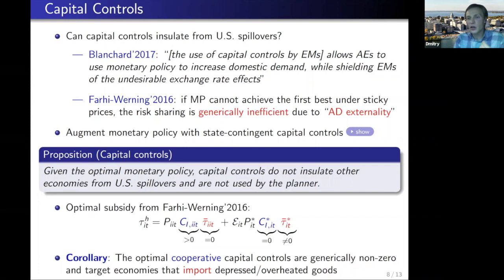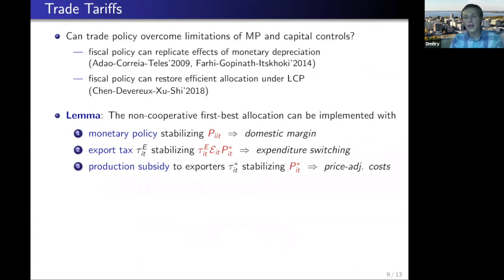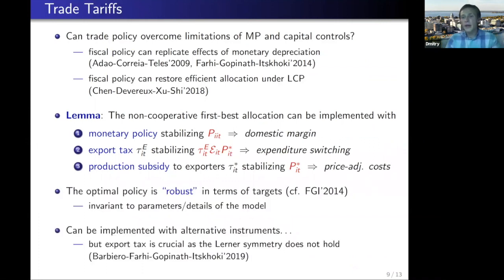So then the question is, which instruments can achieve the first best allocation? And perhaps not surprisingly, the answer is state-dependent trade tariffs, right? So this is the most direct instrument which targets the terms of trade. And we show formally that if monetary policy is combined with a state-contingent export tax and production subsidy to exporters, then you can indeed replicate the flexible price allocation, right?